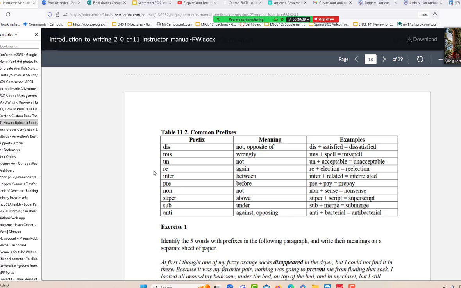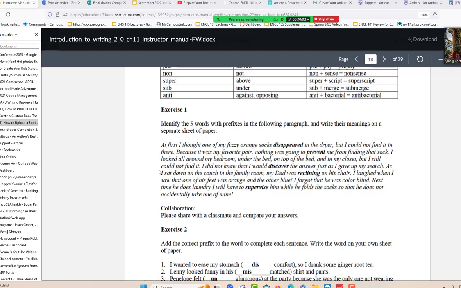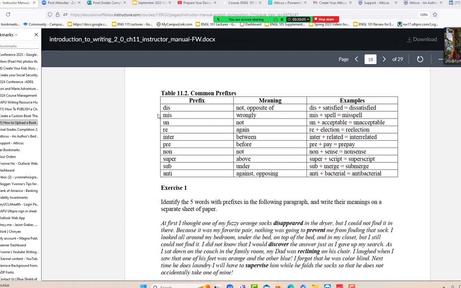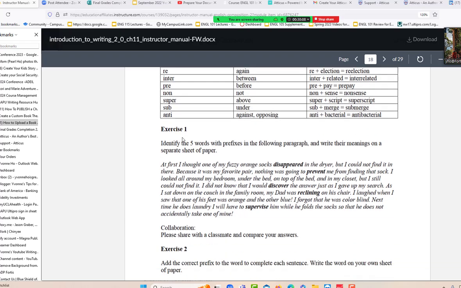Inter means between. Interrelated. Pre, before. Prepay or prequel. Non means not. Nonsense. Super, above. Superlative or superscript or Superman for that matter. Sub, under. Submerge, subpar, or even subordinate. Anti, against. Antibacterial. Antagonist. And so when you use these prefixes, it changes the meaning of a word.